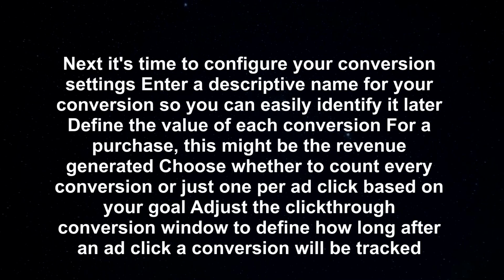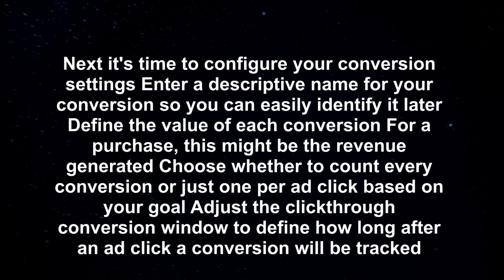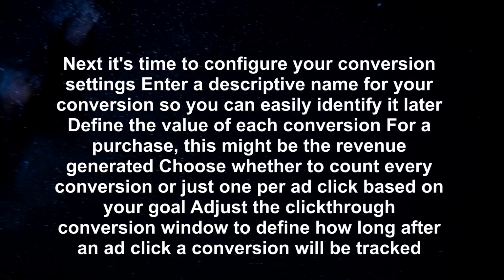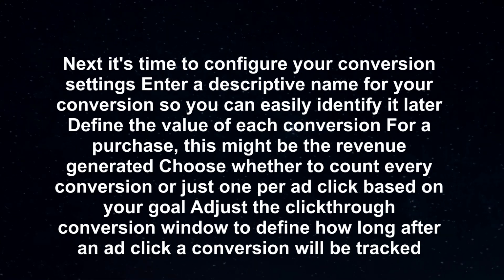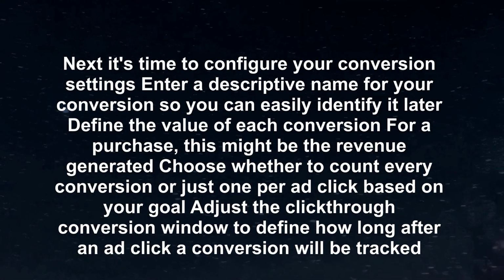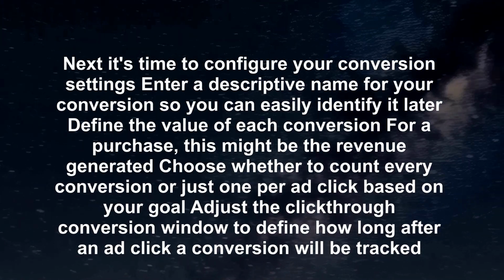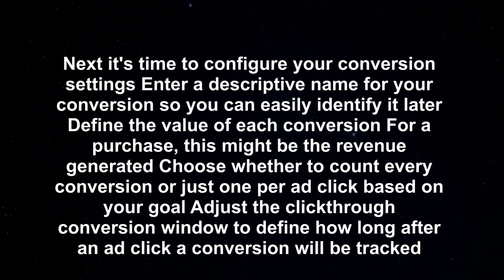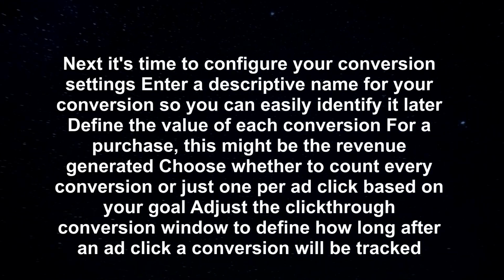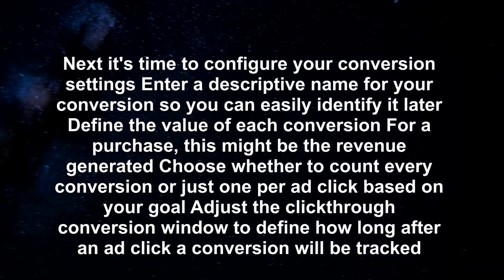Next, it's time to configure your conversion settings. Enter a descriptive name for your conversion so you can easily identify it later. Define the value of each conversion. For a purchase, this might be the revenue generated. Choose whether to count every conversion or just one per ad click based on your goal. Adjust the click-through conversion window to define how long after an ad click a conversion will be tracked.